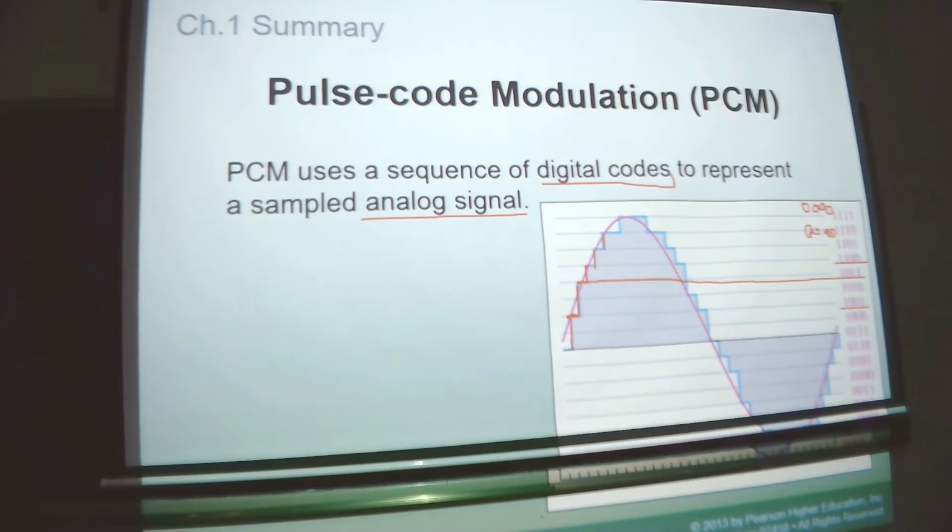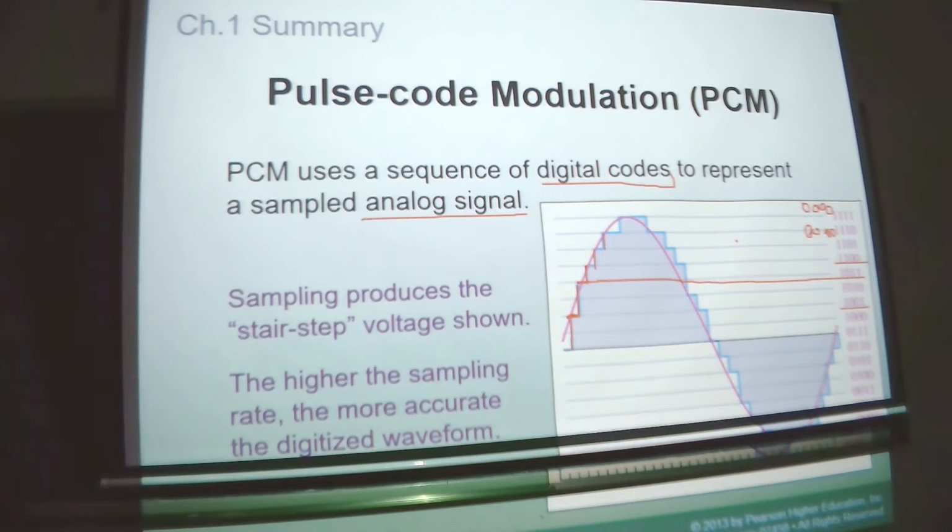Use it. And if we use 8 bit, 2 to the power 8 equals 2 power 8. Yes, very good. So, this is called pulse code modulation, PCM. It simply reduces the step voltage shown. The higher the sampling rate, the more accurate the digitized waveform.